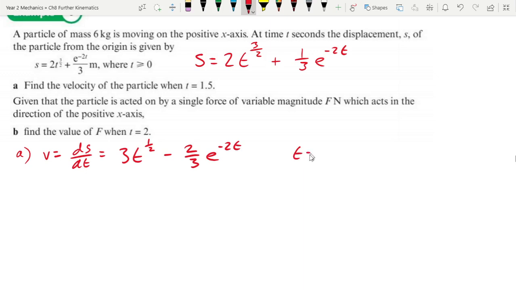And then I just need to plug in t equals 1.5. And if you do that, you can type that whole expression with t equals 1.5 into your calculator, and you'll get 3.64 meters per second.